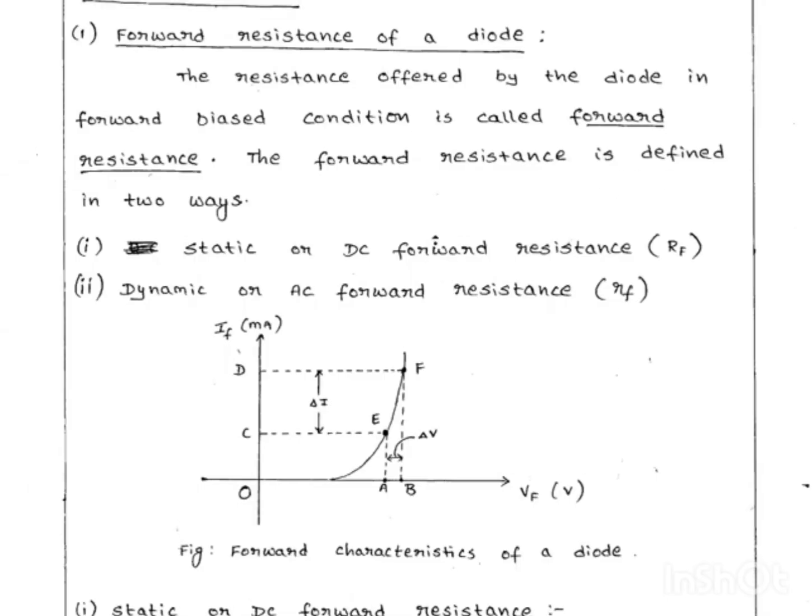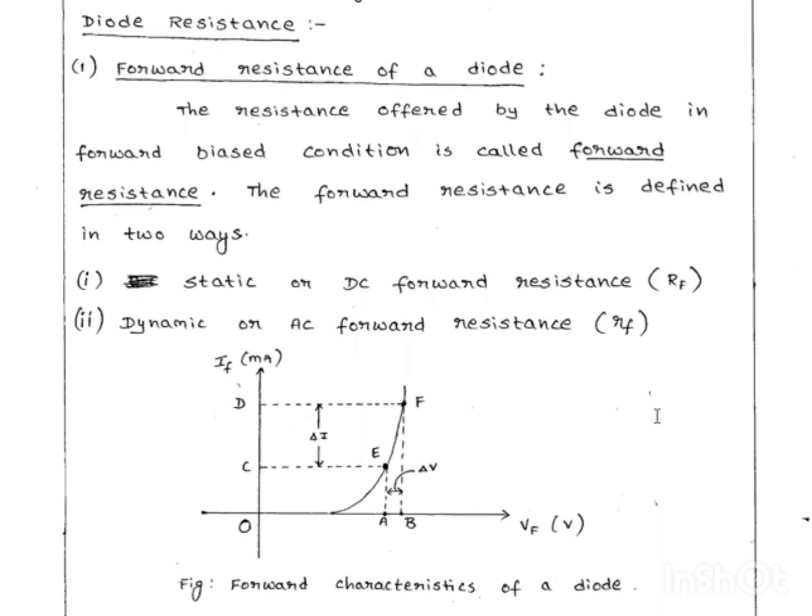Diode resistance. Now the topic is, for a diode, if we apply a forward biased condition with a battery, then there will be some resistance. If we apply reverse biased condition, then there will be another resistance based on the depletion region formed in the PN junction diode. Let us see the forward biased condition, the forward resistance of a diode. The resistance offered by the diode in the forward biased condition is called forward biased resistance.